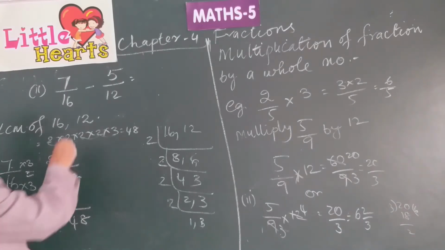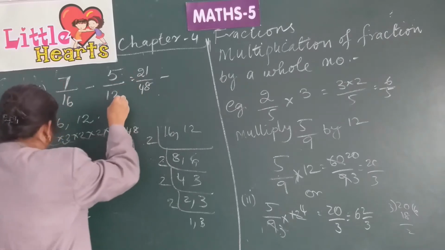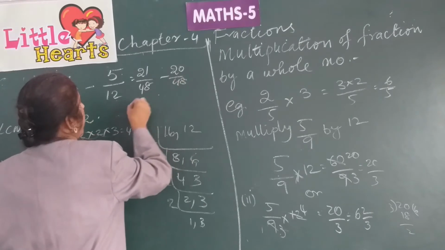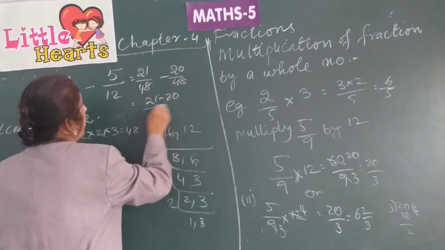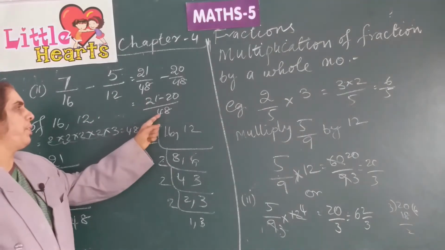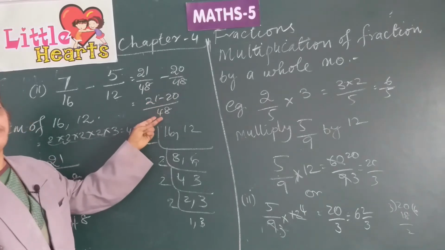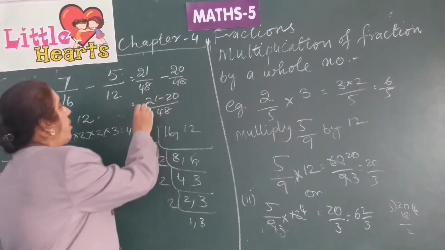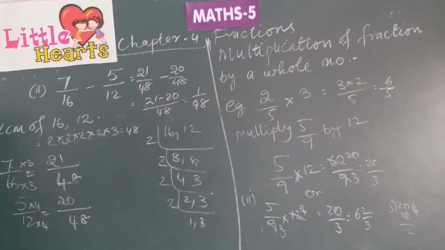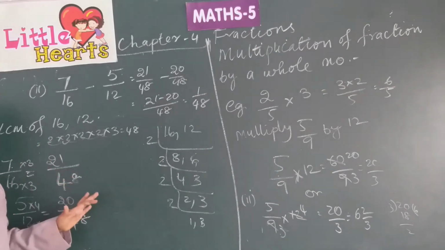And now 7 by 16 is equal to 21 by 48, minus 5 by 12 is equal to 20 by 48. Now 21 minus 20 by 48. If the denominators are same, take the denominator once, and the LCM of 48 and 48 will automatically be 48. So 21 minus 20 is equal to 1 by 48, that is the answer. In this way, it is the same process for addition and subtraction.